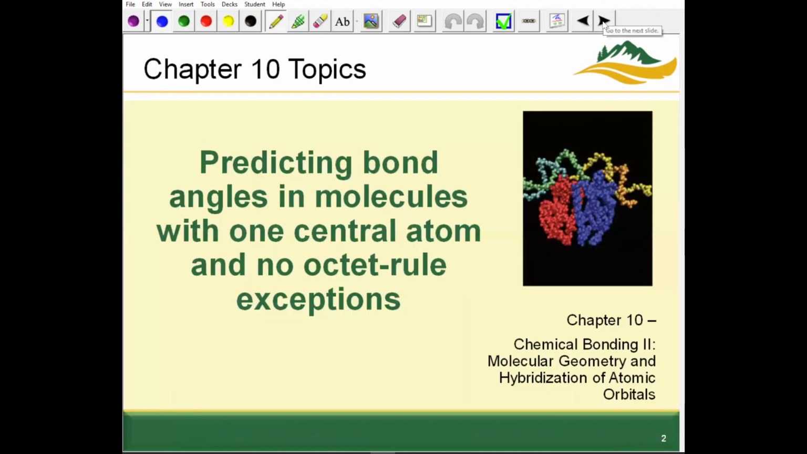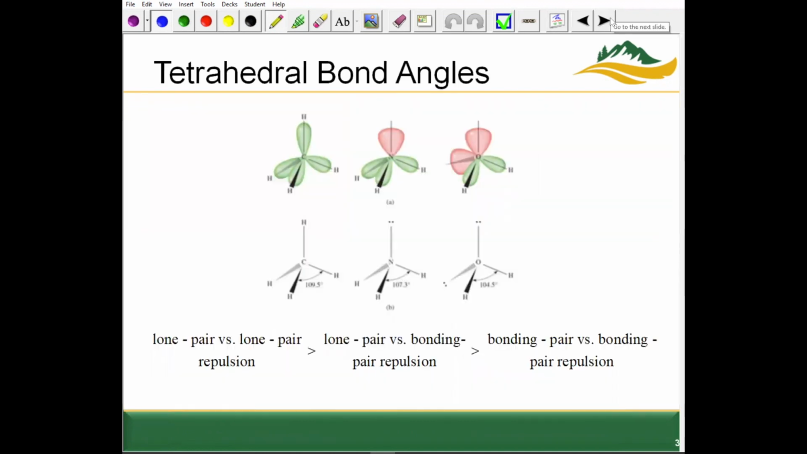In this topic in chapter 10, we'll be predicting bond angles in molecules with one central atom and no octet rule exceptions. Previously in chapter 10, part 1, we focused on all bonding pairs essentially from a central atom. Here, however, we're going to start to look at if one of those groups is not just bonds.